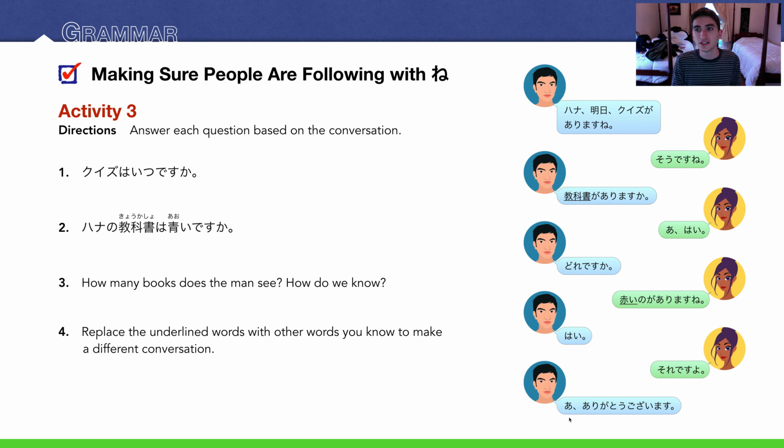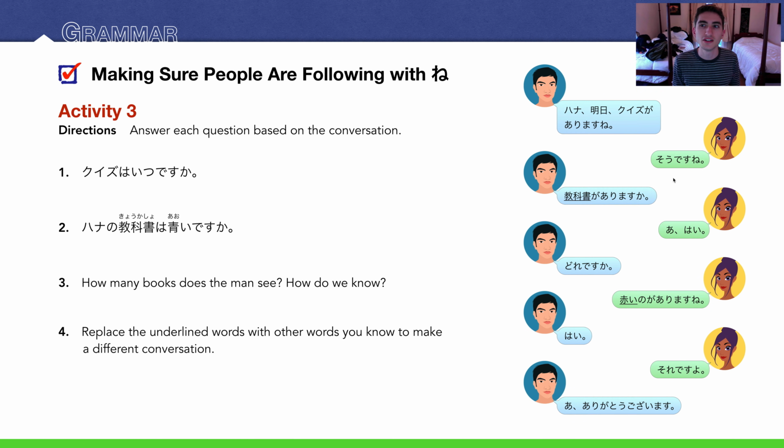All right. So I want to point out, though, this first ne is not the ne we just learned. It's a previous ne that we learned, right? He's probably 90% sure that there is a quiz tomorrow. 明日クイズがありますね。And she says, そうですね. This could also be a polite ne, right? He's just commenting on something.